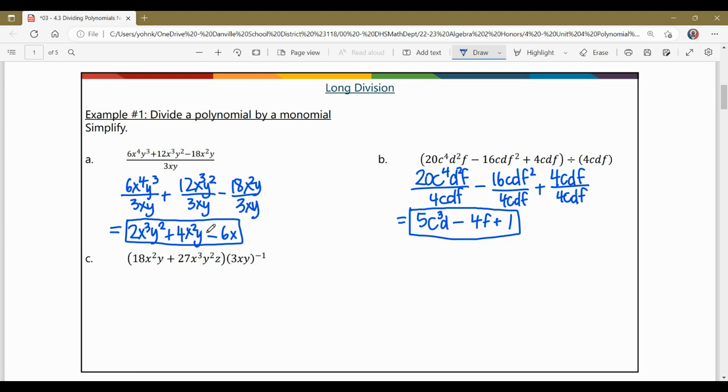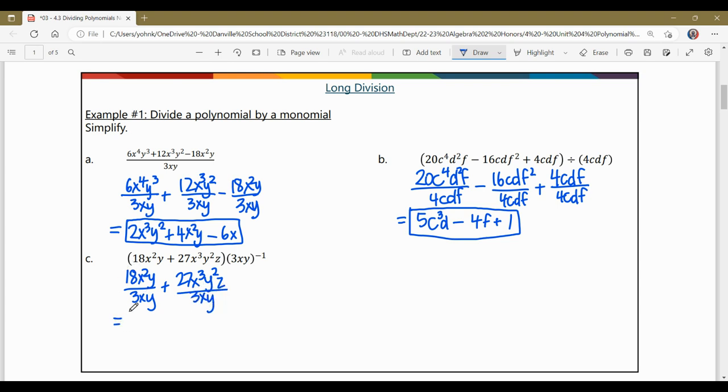Letter C, again, looks completely different from A and B. However, it is the exact same thing. You have a polynomial divided by a monomial. Remember that negative 1 power means that it can go in the bottom of the fraction and become positive. So you are essentially doing 18x squared y divided by 3xy plus 27x cubed y squared z over 3xy.